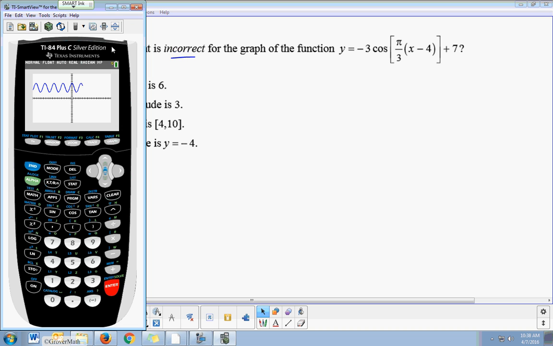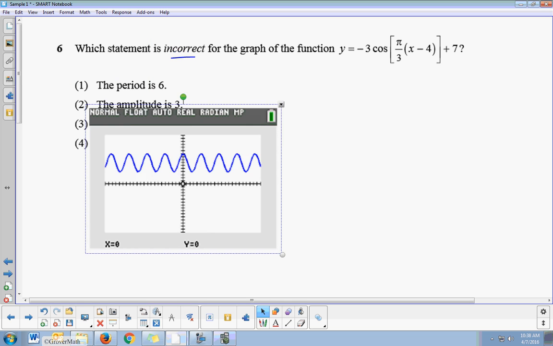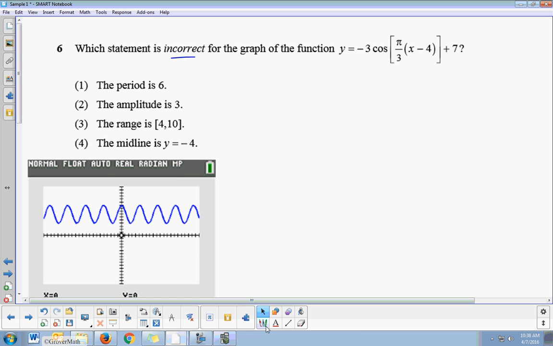So here's the trig graph. And once it's done tracing, I'll just simply drag this over to have it as a reference here. You don't have to see the graph, but it's helpful.